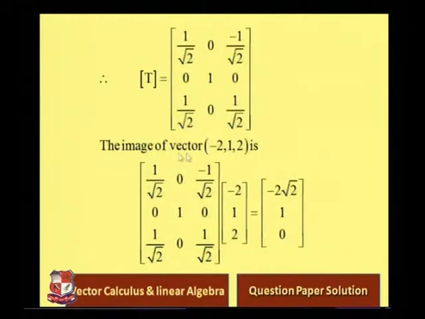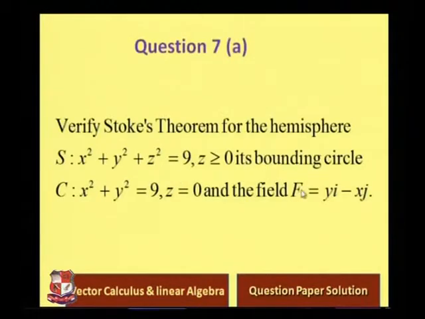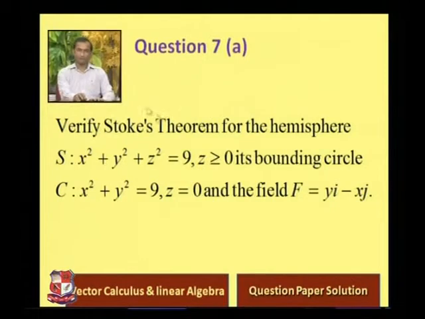So the image of the vector (minus 1, 2) is found by multiplying this standard matrix with this vector, that means write it as a column matrix and then multiply. So we get the answer minus 2 root 2, 1, 0, and this is the last answer. Okay, so now the next question, number 7a.